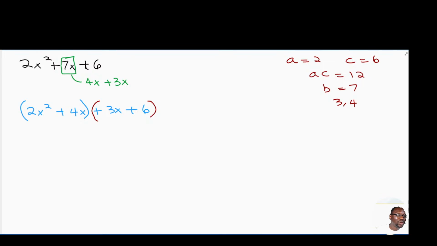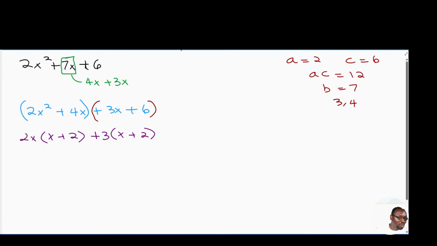So now the next thing we're going to do is factor this right here. So we have 2x squared and 4x. The greatest common factor of this will be 2x. And now we're going to divide each of these terms by 2x, and we're going to have x plus 2. Now we have another binomial here. So this is 3x and 6. The greatest common factor of this is going to be plus 3, and then we have x plus 2.